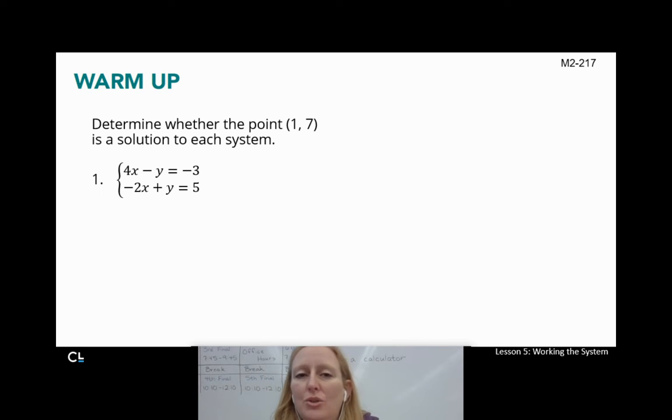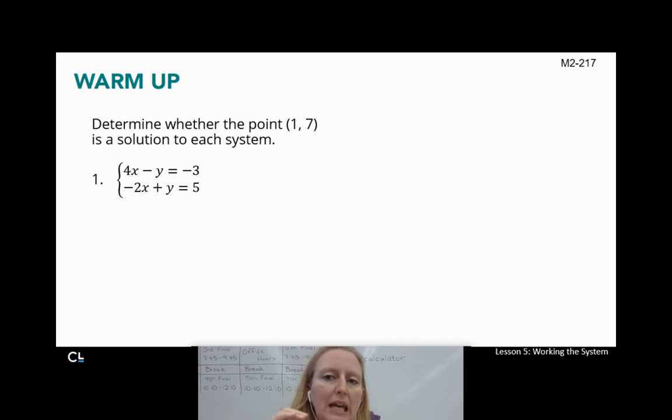I would like you to do a quick warm-up over on page M2-217. We're just going to do number one. I know there's others, but we're just going to do number one. I would like you to determine whether the point (1, 7) is a solution to the system. So plug in for X, plug in for Y, see if it's true. And remember, in order to be a solution, it has to be true for both equations, not just one of them. So you do have to check both.